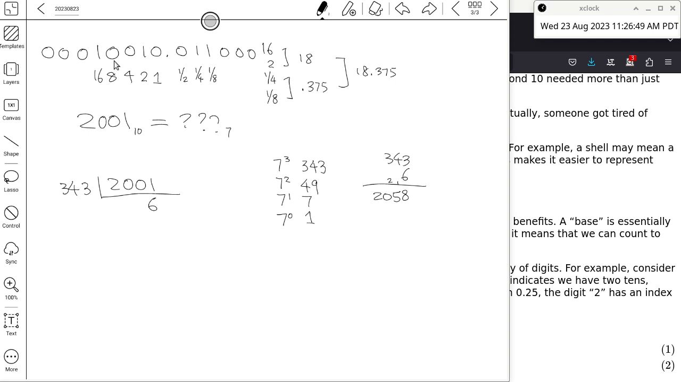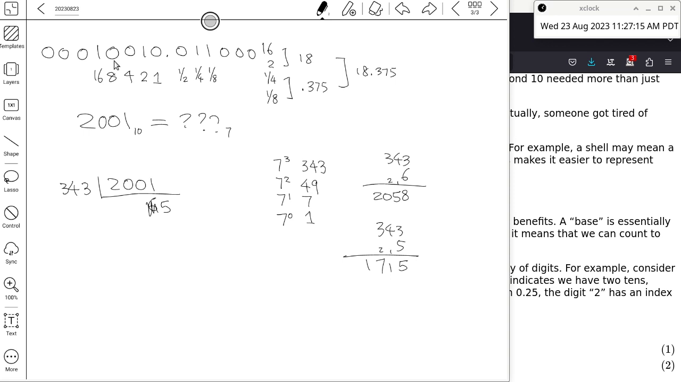So this 6 here is wrong. Why? Because I just figured out that 6 × 343 is 2058 already, which is more than the value that I need to represent. So this 6 needs to be a 5. That means I have to redo the math here, times 5, and we get 1,715.